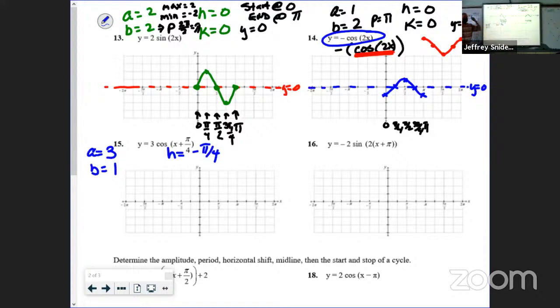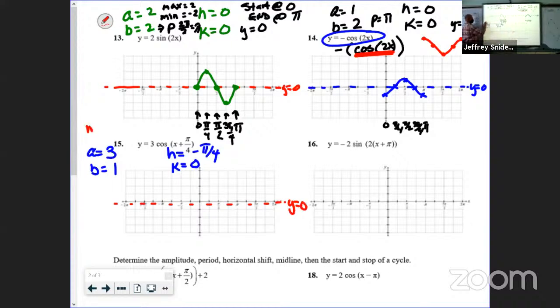Okay? Think of it this way. We want this to start at what? Usually, where does it start at? 0. What would I have to put in place of x to make this 0? -pi/4. Okay? Boom. There it is. And the k value is 0. All right. So my midline is right here.